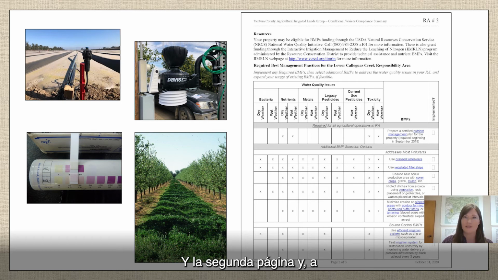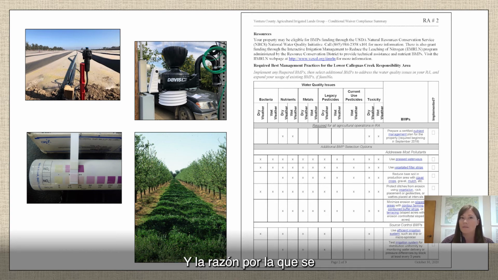And the second page, and sometimes the third page, depending on the RA, lists the BMPs that are required, no matter what, for all growers within this responsibility area. And that's always the first line here. And then below that is a listing of recommended BMP options to address all of the water quality issues that are listed on that previous page.